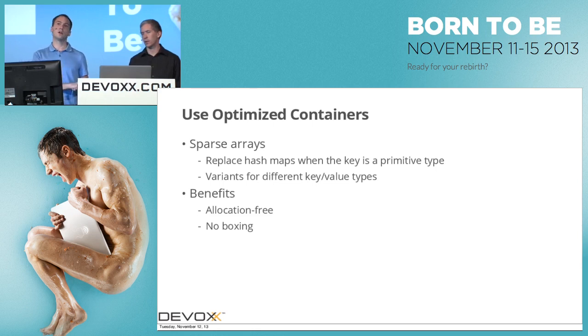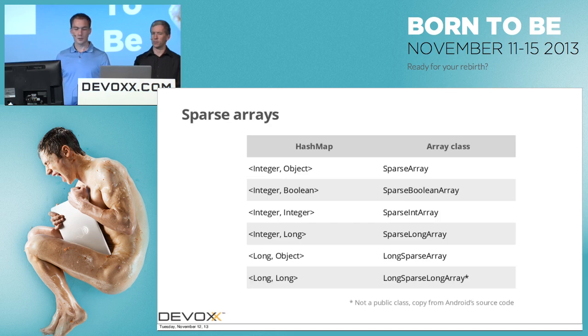The two big benefits of sparse arrays is that they're allocation free. So when you put something in a sparse array, we're not going to create an instance of an entry wrapper around your key and value. We might have to resize the underlying storage array, but other than that, there's no allocation. And there's no boxing. Internally, if you look at the source code of the sparse arrays, it's pretty simple. We just declare an array of ints and an array of booleans or an array of doubles, whatever you pick. So they're very efficient for that.